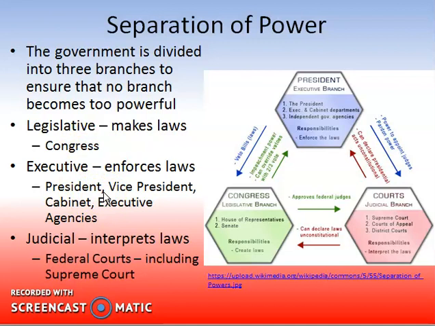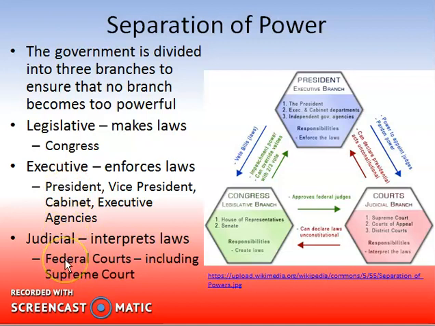And what he does is enforce the law. But the president can't just go about enforcing all the law on his own. He has to have a lot of help. So, vice president, the cabinet, and any of the executive agencies. Executive agencies would be like the CDC, the Center for Disease Control, FEMA, our Federal Emergency Management Agency, and the EPA, the Environmental Protection Agency. So they help the president and the executives enforce the laws that Congress has made.